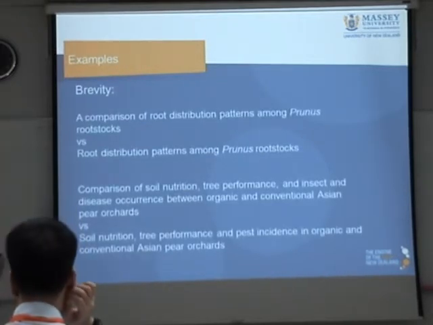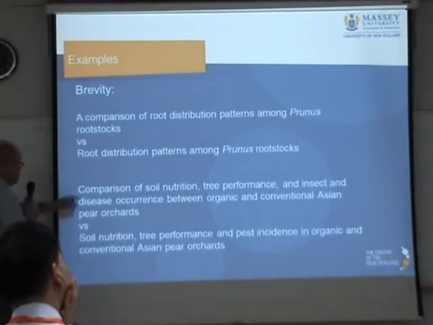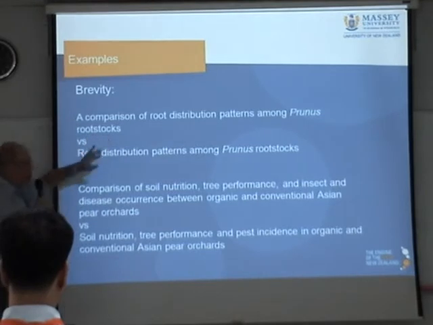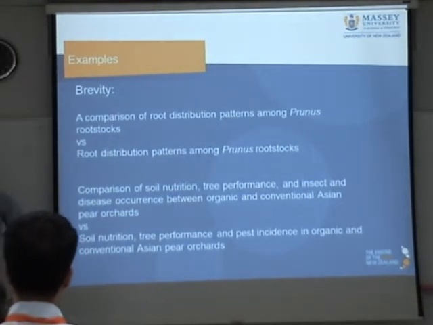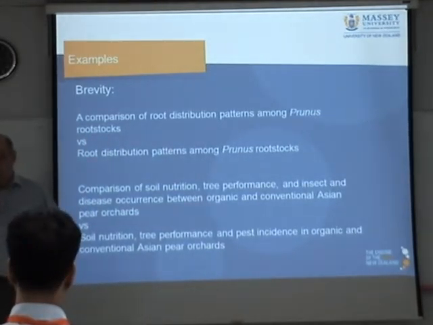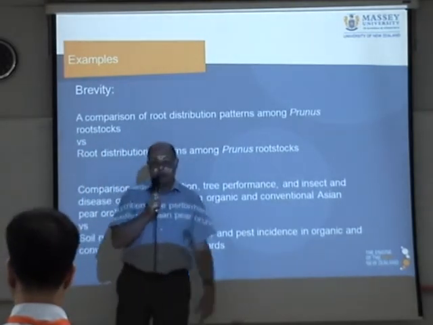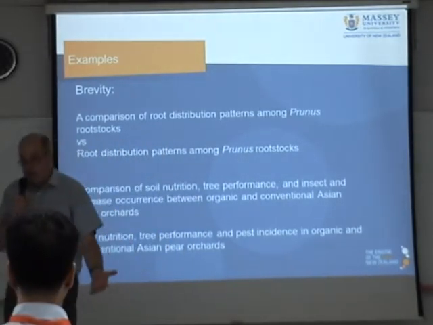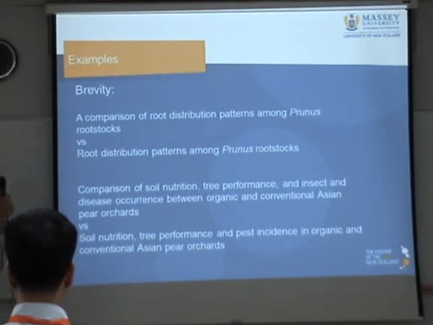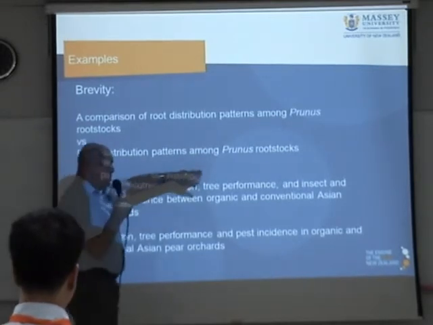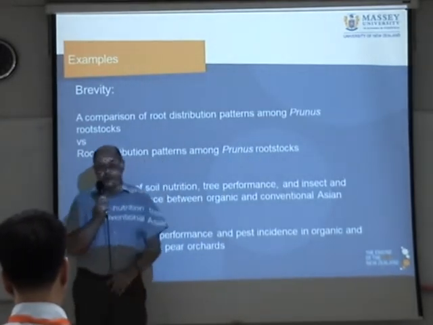So what do I mean by being brief? Well, here's one: a comparison of root distribution patterns amongst prunus rootstock. Nothing wrong with that. Nothing really wrong with that, but root distribution patterns amongst prunus rootstocks is perfectly adequate. It's shorter. It talks about root distribution at the front of the sentence, and it refers to prunus and to rootstocks.